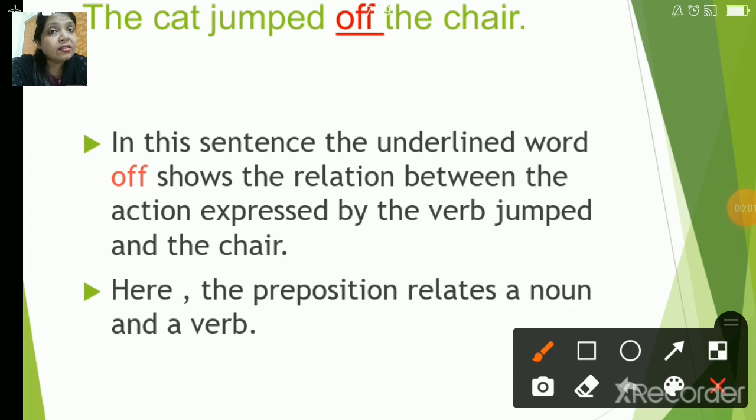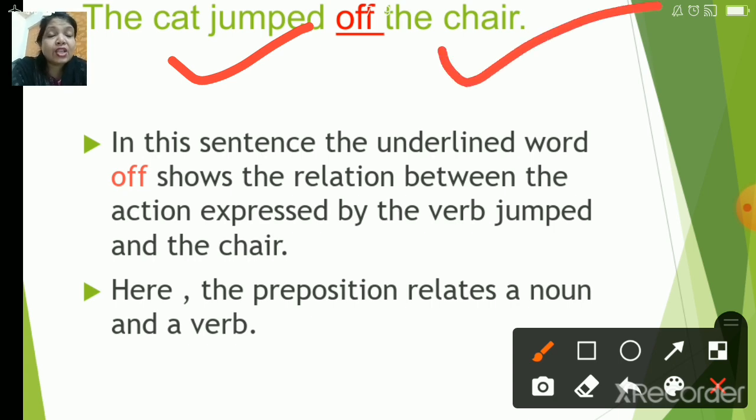Now let us check the third sentence. The cat jumped off the chair. Now in this sentence, the underlined word of shows the relation between the action which is expressed by the verb. And what is the verb over here, children? It's jumped, isn't it? And what is the noun over here? It's chair. So now over here we have a relation between the verb and the chair. So here the preposition relates a noun and a verb, and that is the reason of is basically a preposition. I hope this is clear with you. Let us check few more examples.